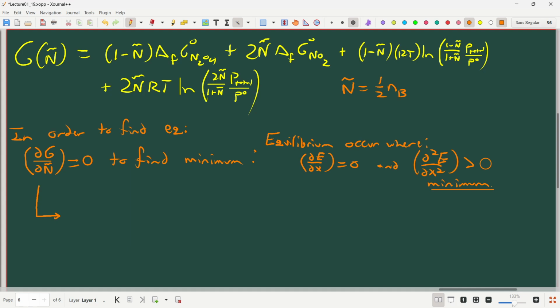So now we have a function g of our variable n. In order to find where equilibrium occurs, we have to find where g gets minimized. Does that make sense? Okay, all right, good. We always apply these two constraints when we want to find equilibrium. We find the minimum energy.